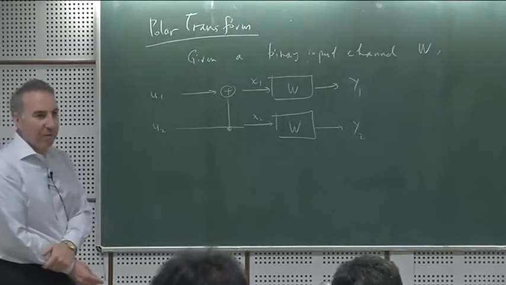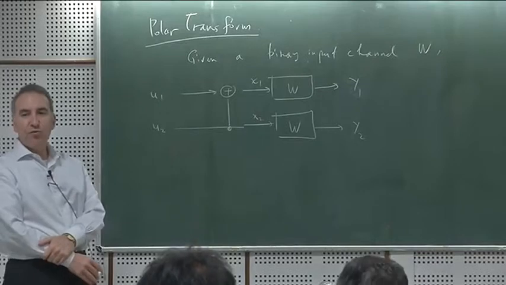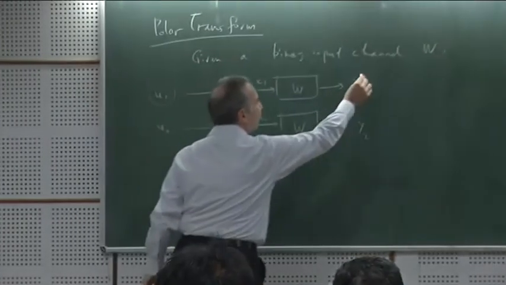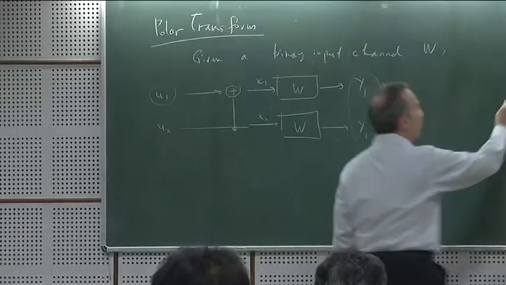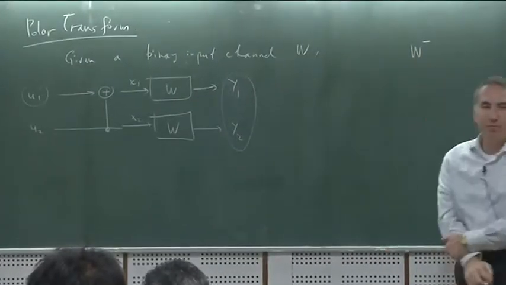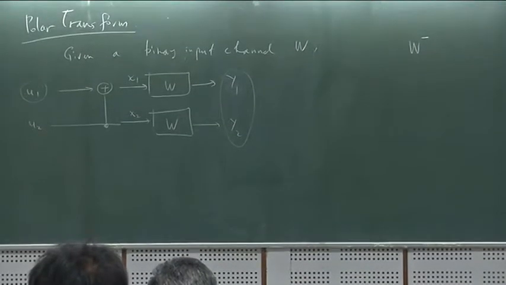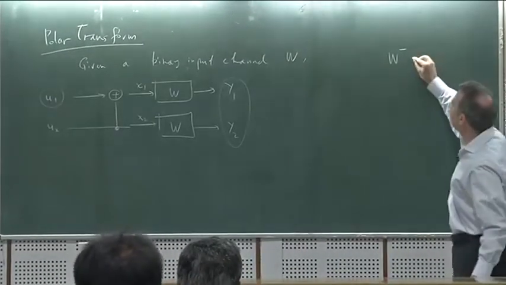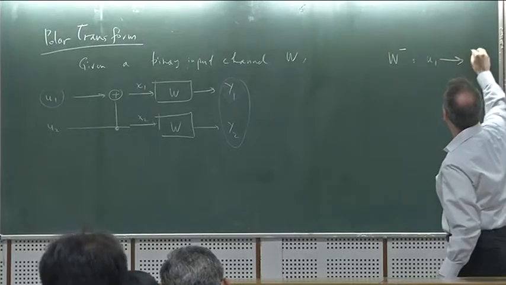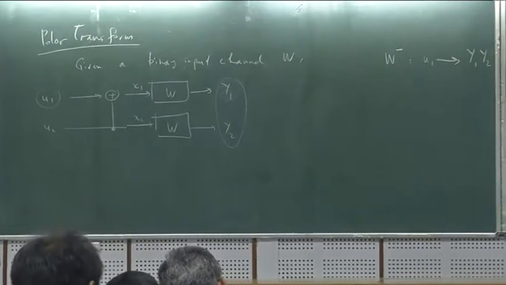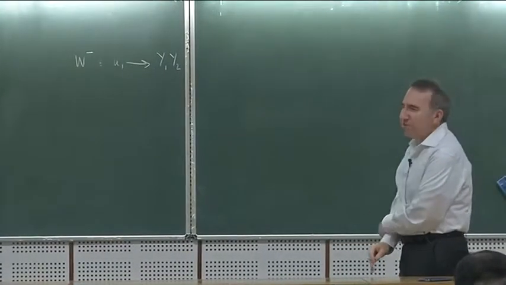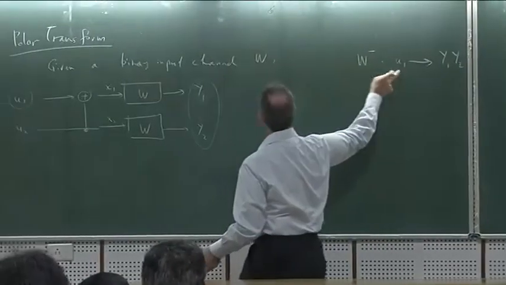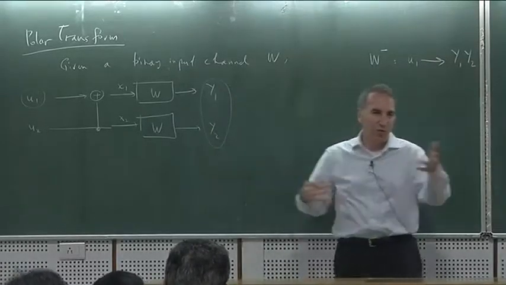But I'll view the structure in the following way. I will claim to have created 2 synthetic channels. The first channel is this one, the channel from U1 to Y1, Y2. I'll call it, for reasons that will become apparent, the channel W minus. So the original channel was W, and my new channel W minus is the channel that connects U1 to the outputs Y1, Y2. So the transmitter, who controls these U's, controls U1, and the receiver sitting here observes Y1, Y2.